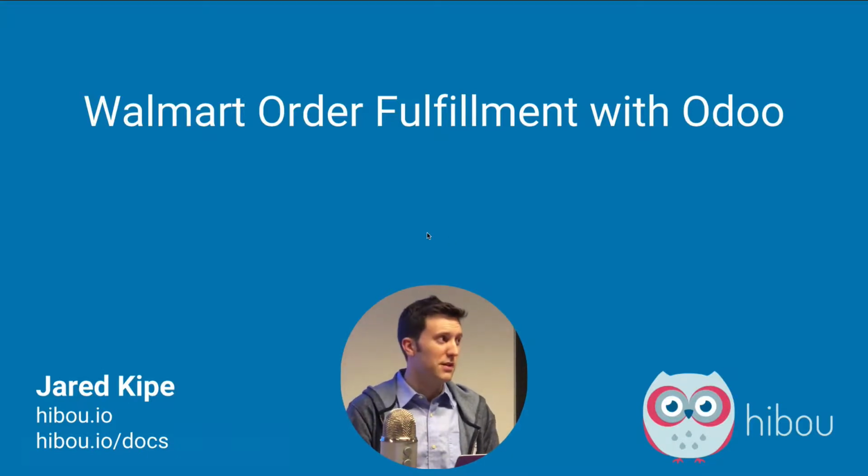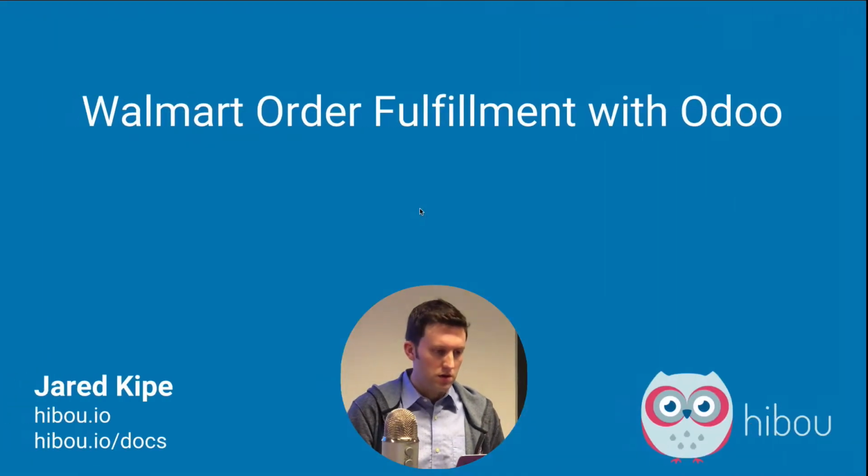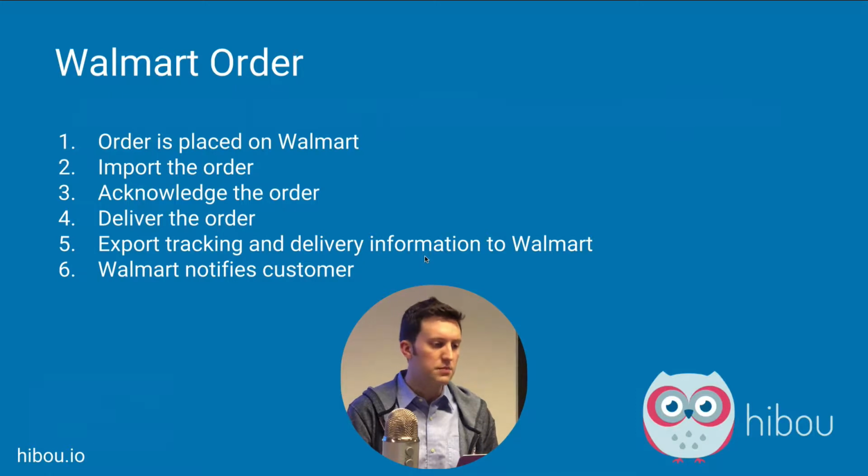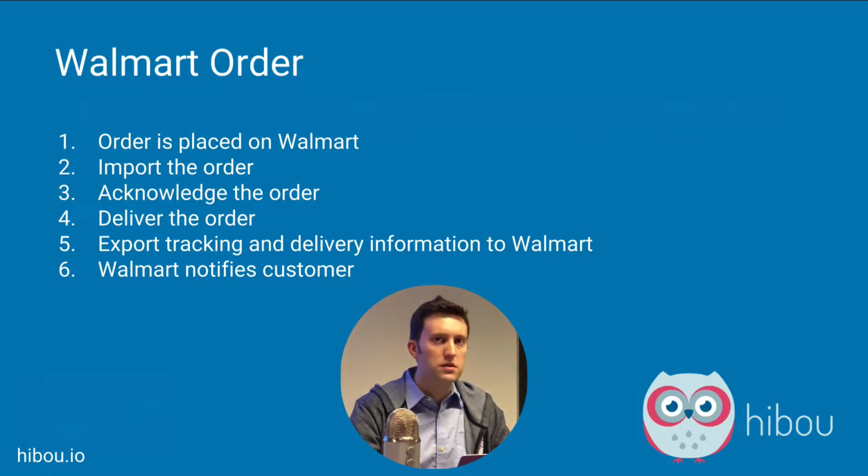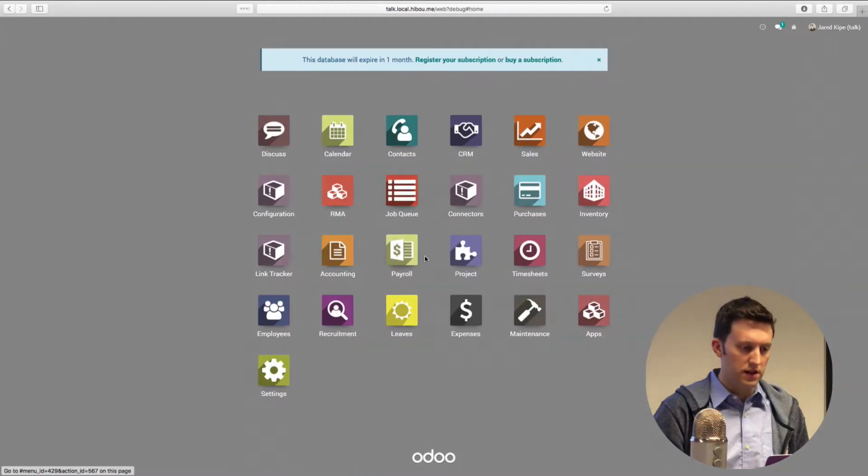So today's talk is about Walmart order fulfillment in Odoo. There are several things that have to happen to deliver an order that was placed on the marketplace inside of Odoo. Basically, the customer is on walmart.com. They find your goods because you've uploaded your product catalog with them. They place an order. You download the order. You fulfill the order, and you tell Walmart about a couple of steps along the way. So let's get into demonstration mode right here.